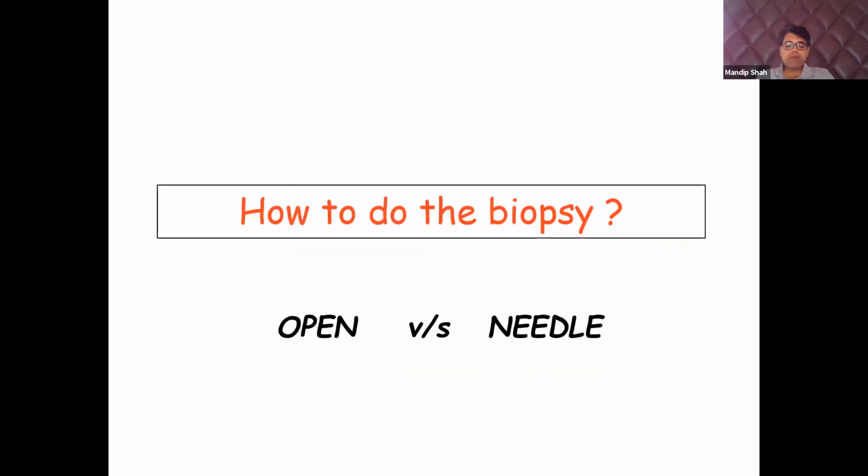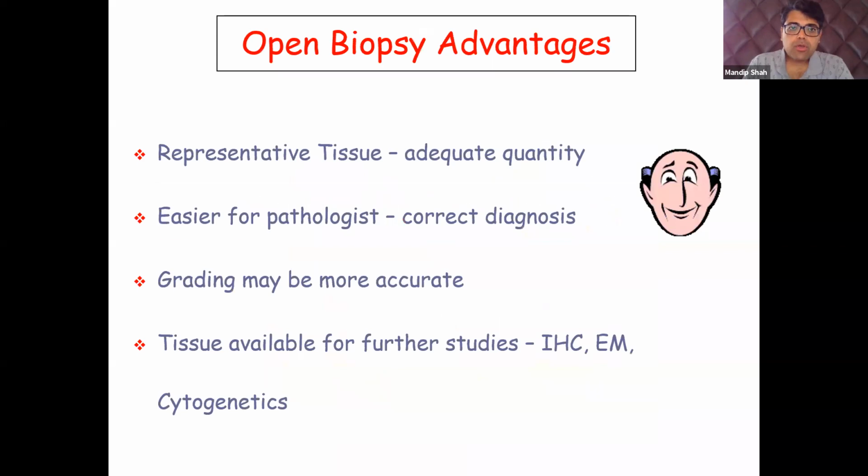The fifth and important question is how to do the biopsy. Basically, the question here is whether we should go for open biopsy or a needle biopsy. So what are the advantages of open biopsy? You get more tissue. That is why it is easier for a pathologist who is not that much experienced. The grading of the tumor may be more accurate.